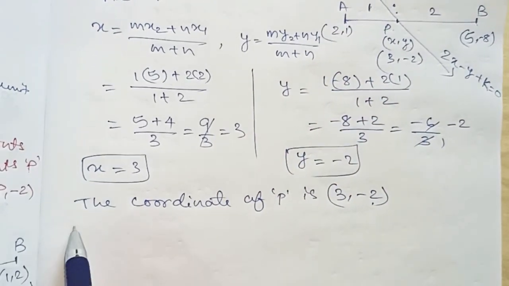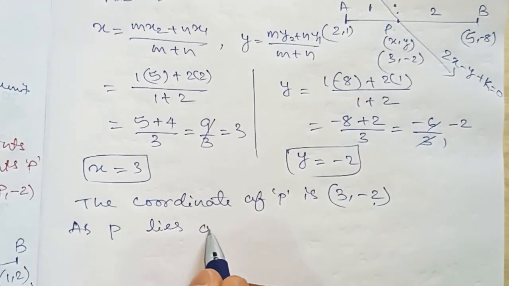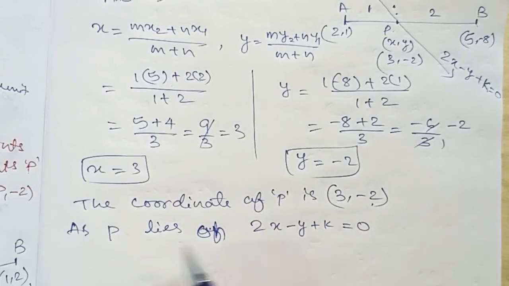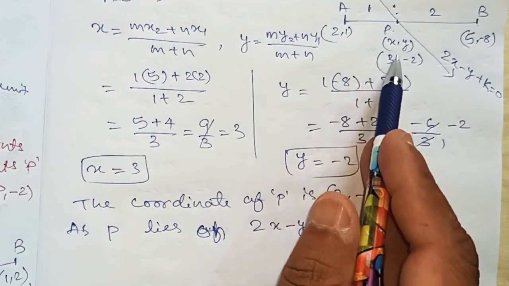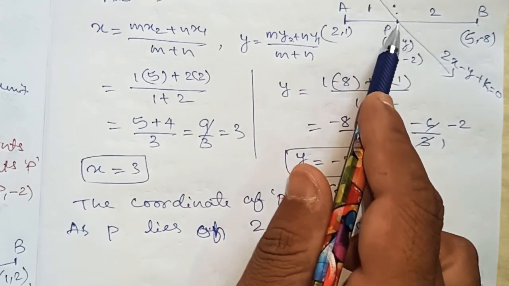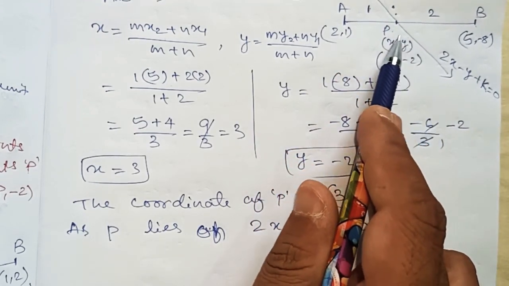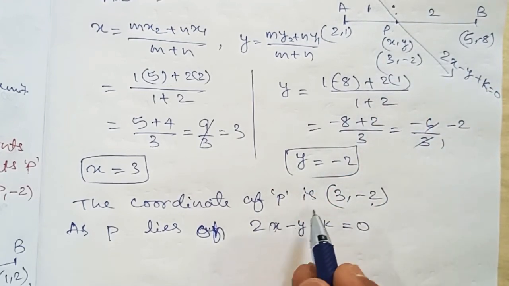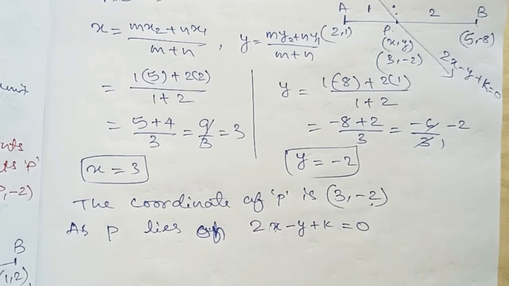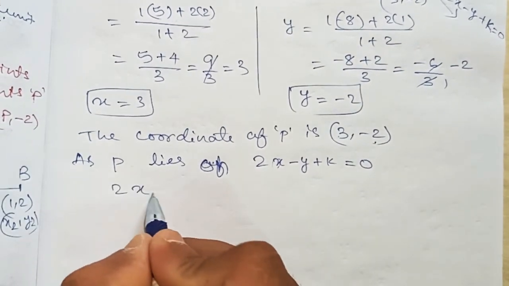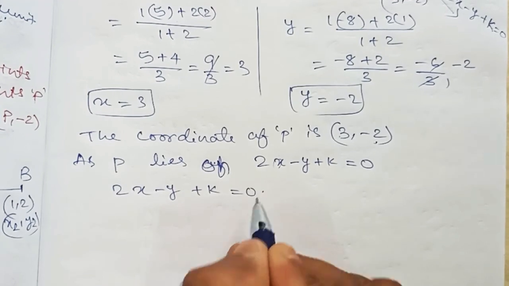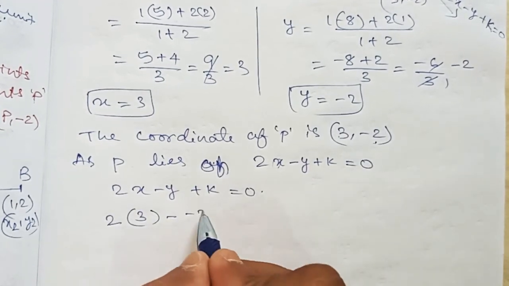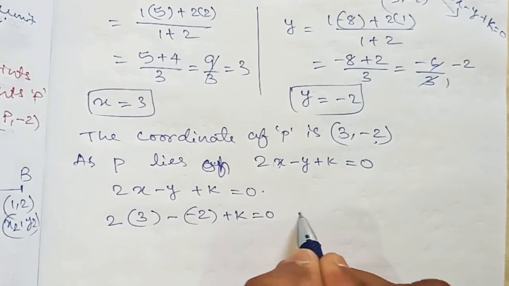As P lies on 2x minus y plus k equals to 0, that means this value of x, y will satisfy the equation of this line. That means in place of x we will substitute 3, in place of y we will substitute minus 2. 2x minus y plus k equals to 0. In place of x, I am going to write 3, y is minus 2, plus k equals to 0.